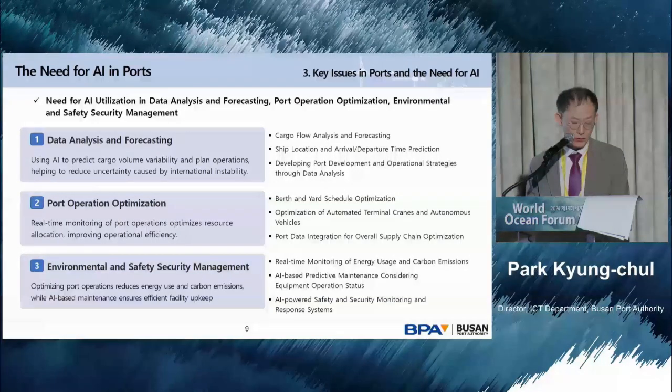And third is environmental and safety security management. By optimizing port operation, we can reduce the energy consumption and minimize the carbon emissions. And AI-based maintenance ensure efficient facility upkeep. We can guarantee safety and security using AI.